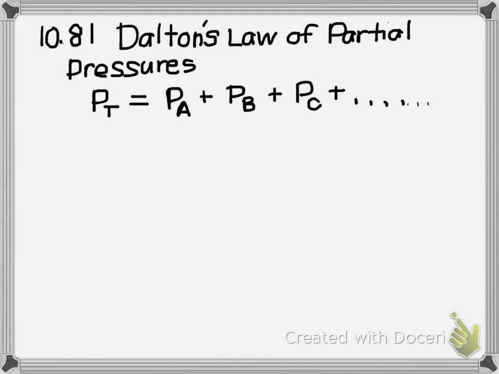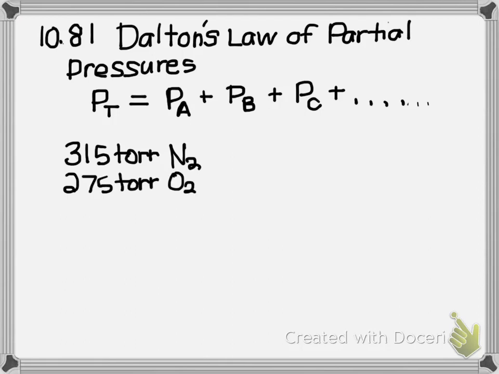So I wanted to give you an example of Dalton's law of partial pressures by doing 10.81. In this problem it says a mixture of gases contains 315 torr of nitrogen, 275 torr of oxygen, and 285 torr of argon. The question is, what is the total pressure?